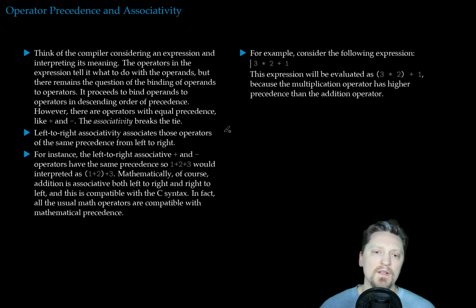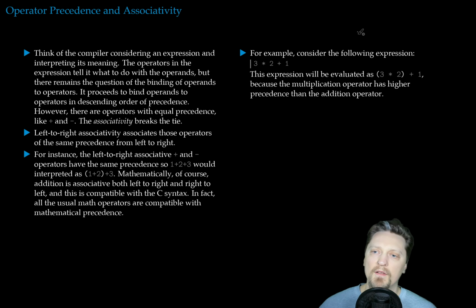Left to right associativity associates those operators of the same precedence from left to right. For instance, the left to right associative plus and minus operators have the same precedence, so 1 plus 2 plus 3 would be interpreted as, and we use parentheses to make the associativity explicit, 1 plus 2, that quantity plus 3. Mathematically, of course, addition is associative, both left to right and right to left, and this is compatible with the C syntax. In fact, all the usual math operators are compatible with mathematical precedence.